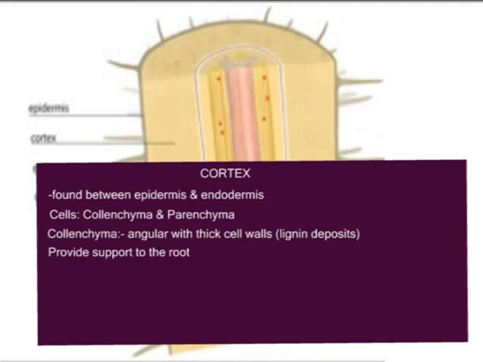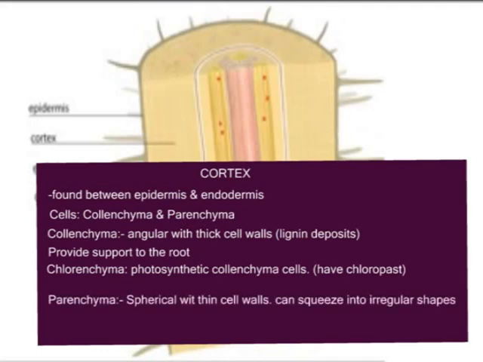The cells may have chloroplasts which carry out photosynthesis. This is a more common occurrence in stems. Such photosynthetic collenchyma cells are termed as chlorenchyma. Parenchyma cells are spherical in shape with thin cell walls. These cells can be squeezed into irregular shape. Parenchyma cells fill up the spaces between tissues. Where these cells have chloroplasts, they carry out photosynthesis.